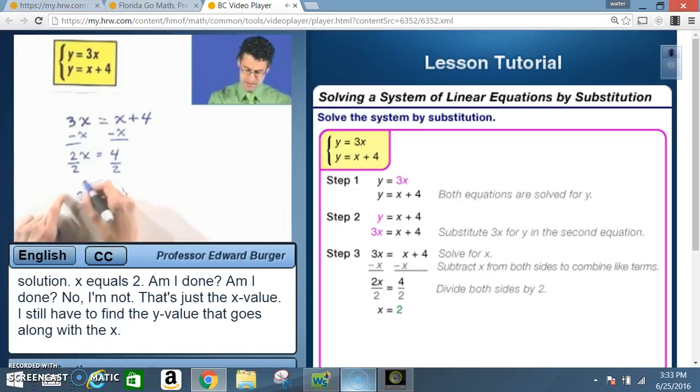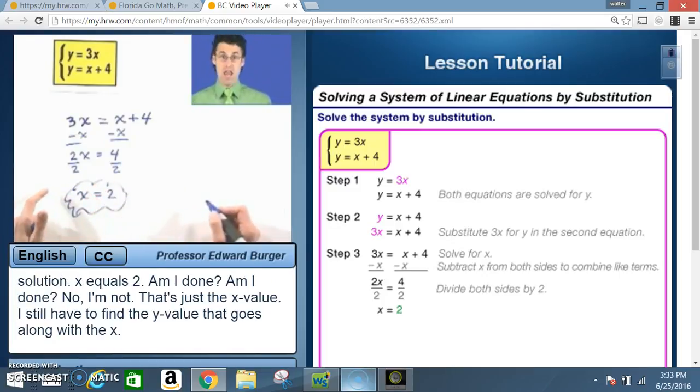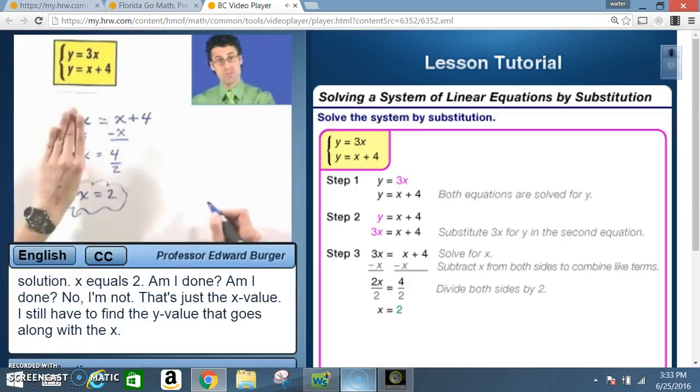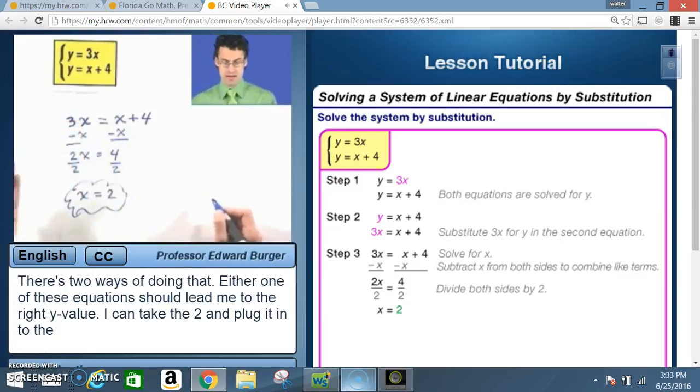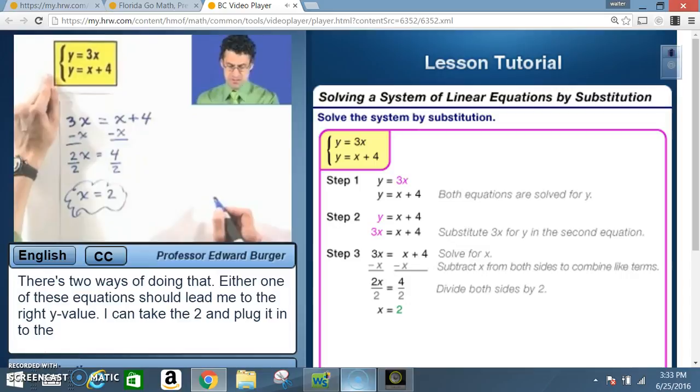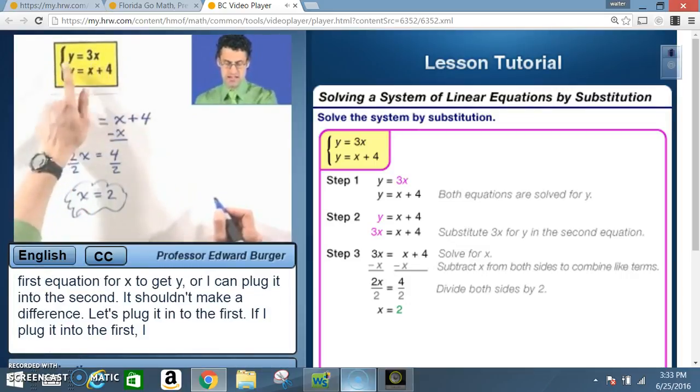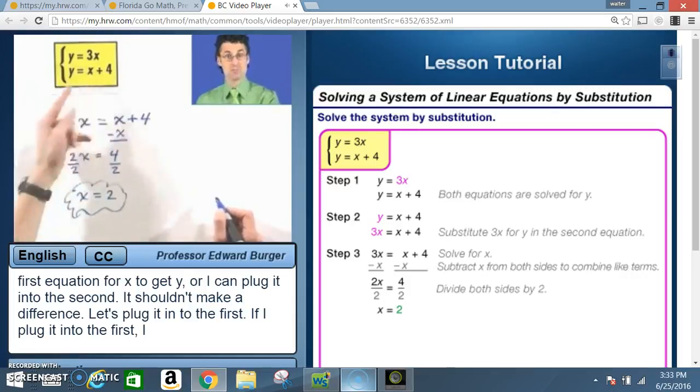So there's the solution, x equals 2. Am I done? No, I'm not. That's just the x value. I still have to find the y value that goes along with the x. Now there's two ways of doing that. Either one of these equations should lead me to the right y value. I can take the 2 and plug it into the first equation for x to get y, or I can plug it into the second. It shouldn't make a difference.